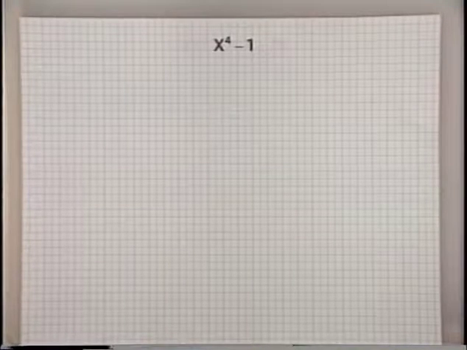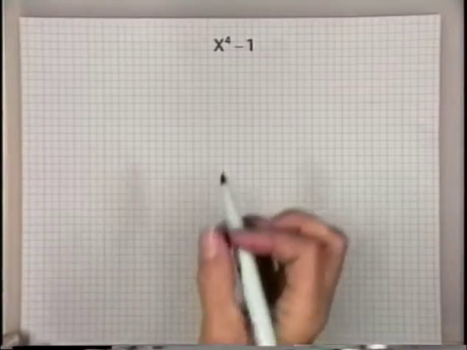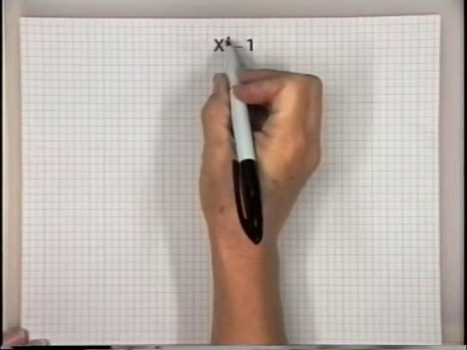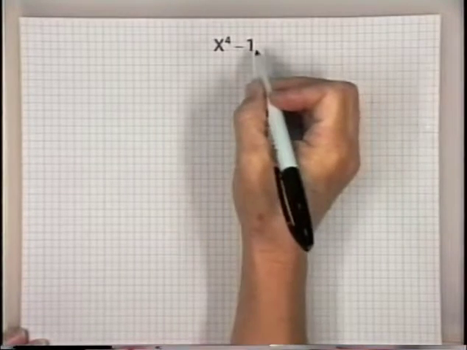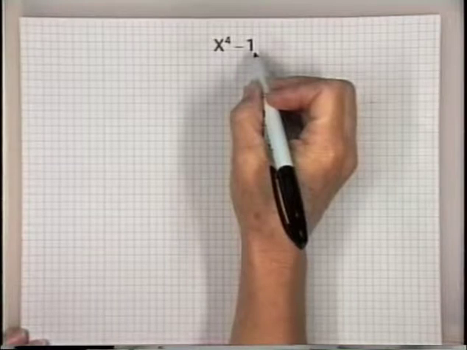x to the fourth minus 1. This problem does not have a common factor. So we will go to the second step and notice that this is a binomial. It has two terms. My first question then is, could this be a difference of squares? And as you see, yes it is. x to the fourth is x squared squared, and 1 is 1 squared.